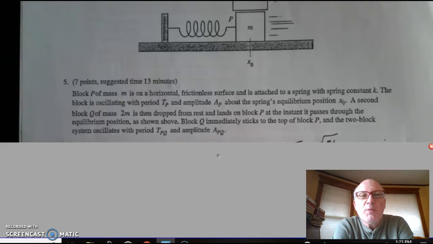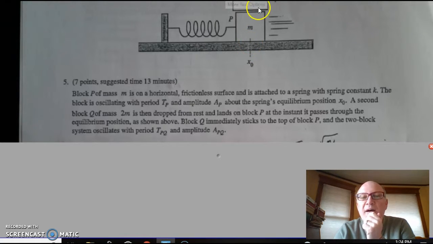Okay, this is the last question, and I think this one might have been the hardest one, particularly the second part. We have here a mass spring system with mass m, and it is oscillating around position x0. It has a period T sub P and an amplitude A sub P, and the equilibrium position is x0. Then a second mass of 2m, just out of my picture here, is dropped upon it at the instant it passes through this equilibrium position.